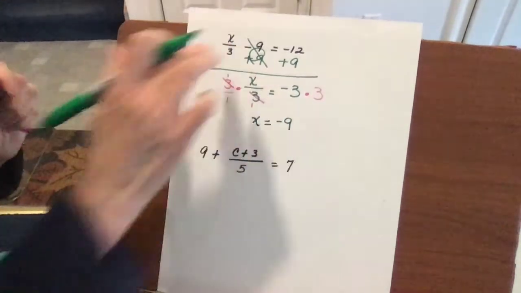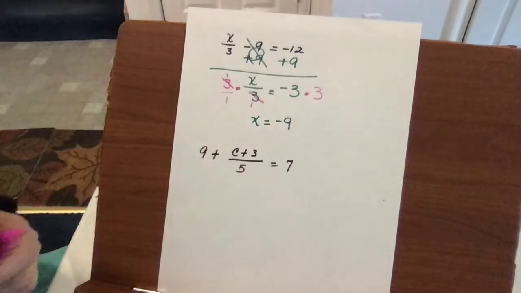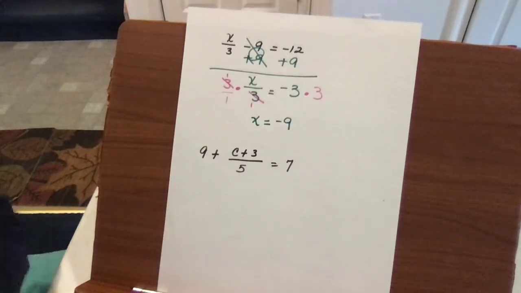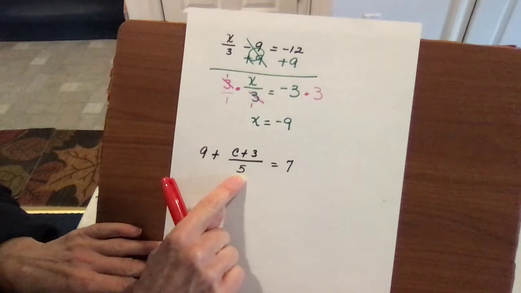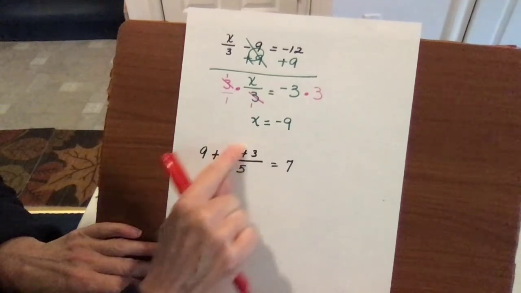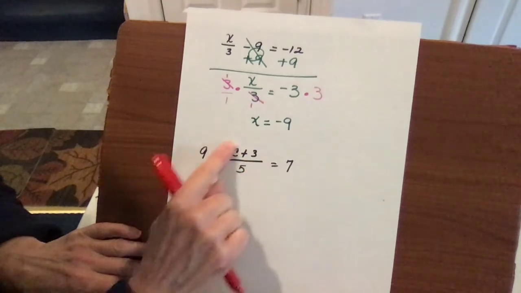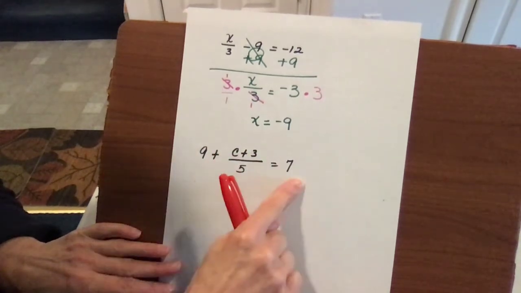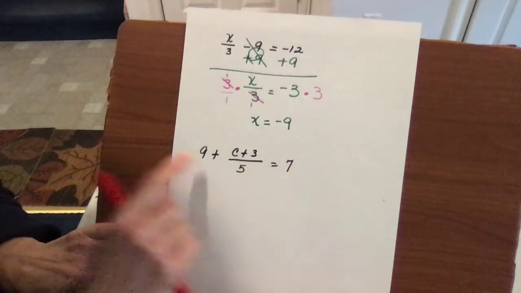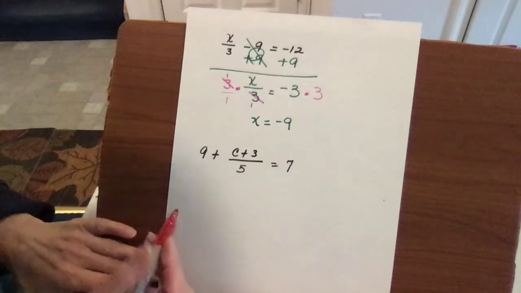If you plug it back in, it will check, but for time's sake, we'll leave it. But we will check the last one because it looks a little more complicated. Next, we have 9 plus the quantity of c plus 3 all divided by 5. This is all together, so we can't pull this apart yet. So we have a quantity of c plus 3 divided by 5, adding 9 to it, and then it's equaling 7. So the first thing we want to do is get rid of the 9 that's being added to this so we can get c by itself.